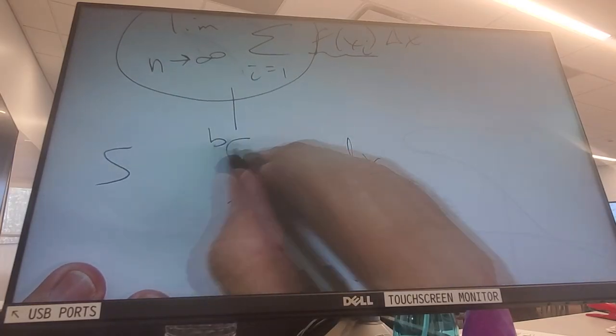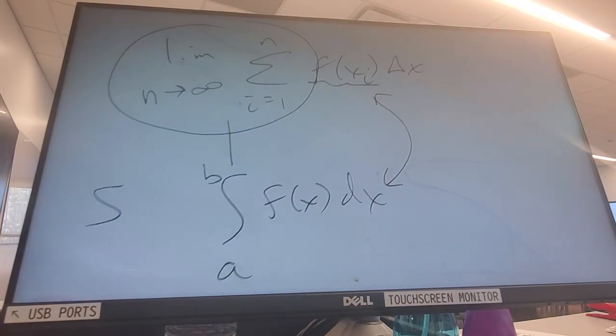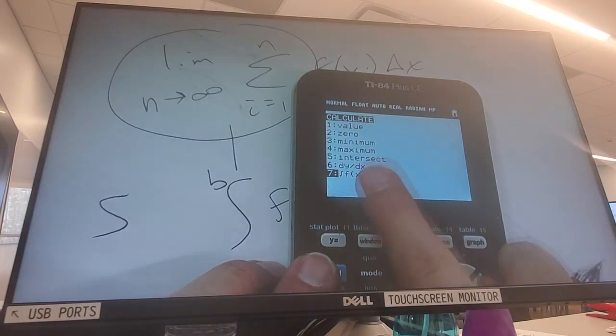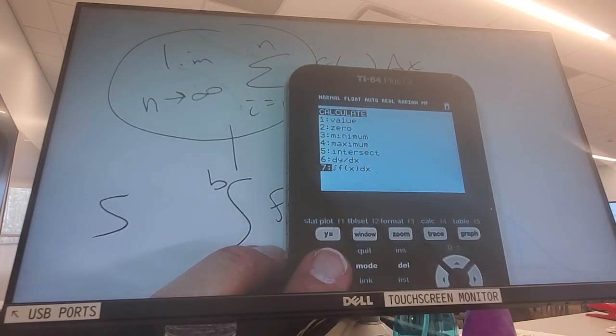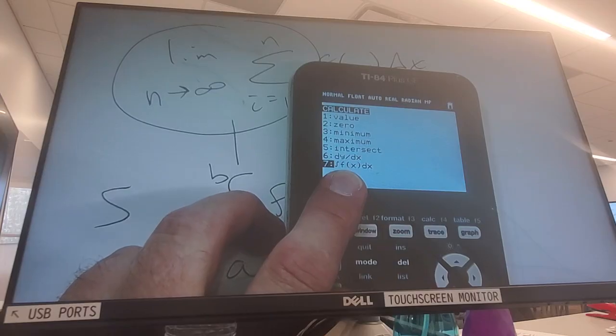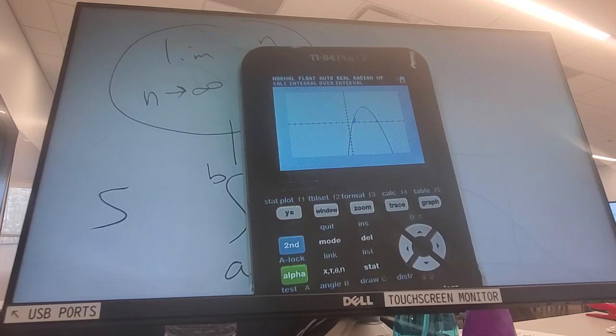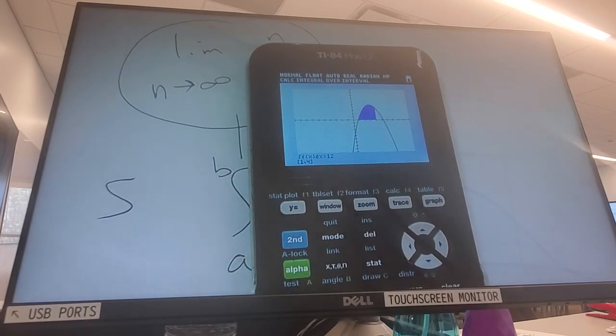So these two things mean the exact same thing. This is the area. How did I get delta x? B minus a. So this is from A to B. This means the infinite sum of the areas from A to B. If you look in your calculator and you go to second trace to go to calculate, the last one is exactly that. It's going to ask me a lower limit, so 1, and an upper limit, 4. And then it's going to visually show you what it's doing. And it gets 12. What was our estimate?